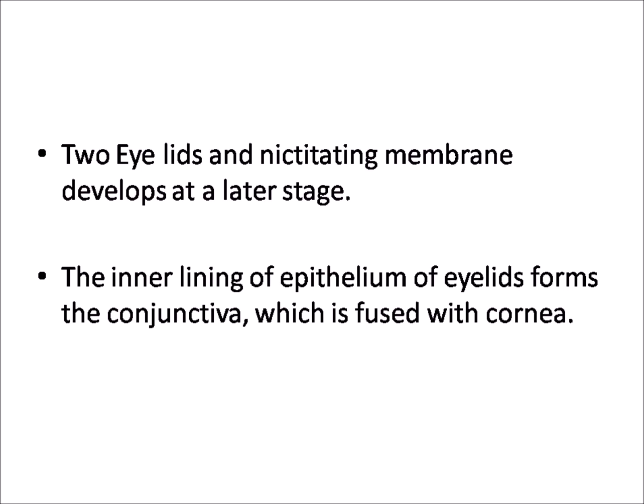Then two eyelids and the nictitating membrane develop at a later stage. The inner lining epithelium of the eyelids forms the conjunctiva, which is fused with the cornea. This is how the development of the eye takes place in a vertebrate organism.